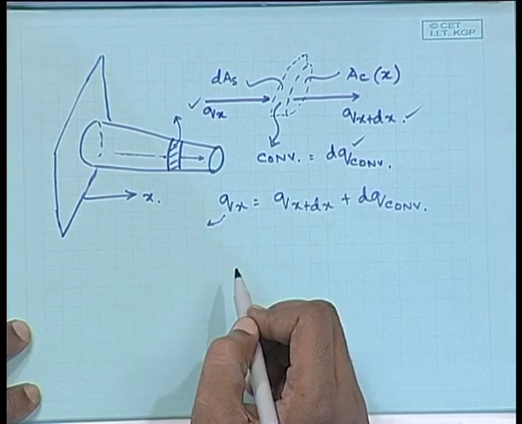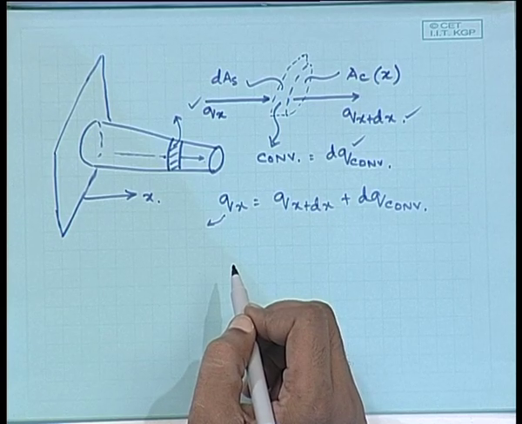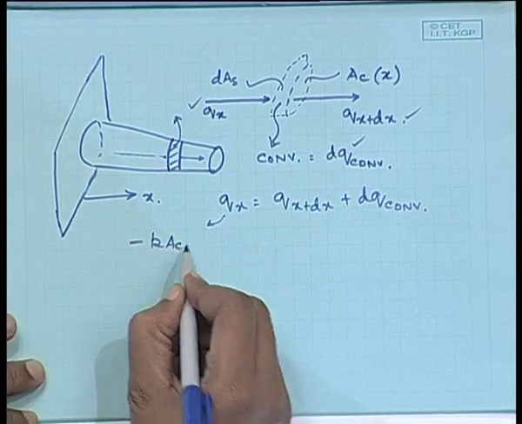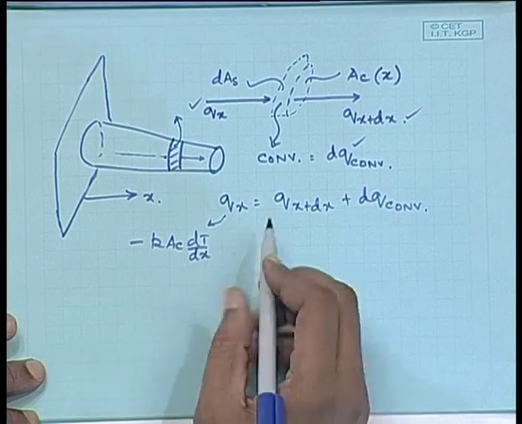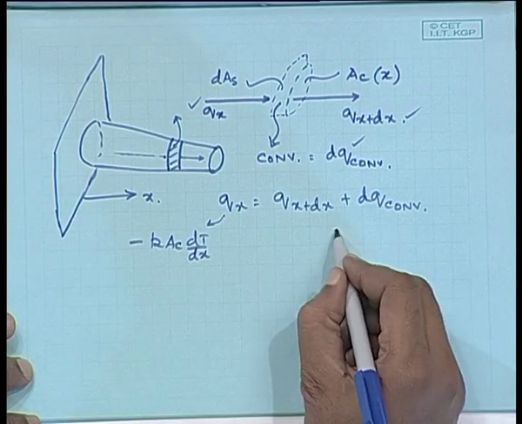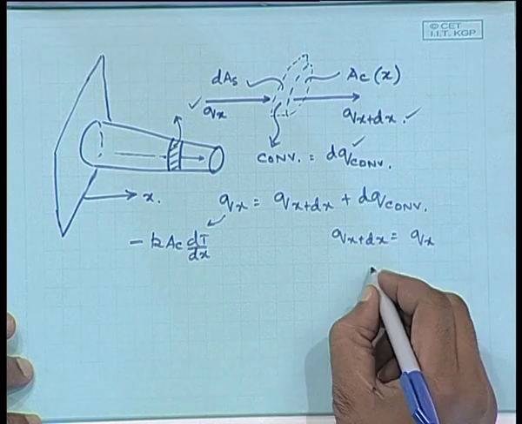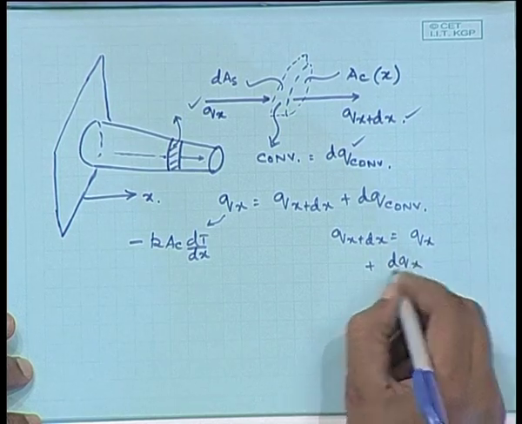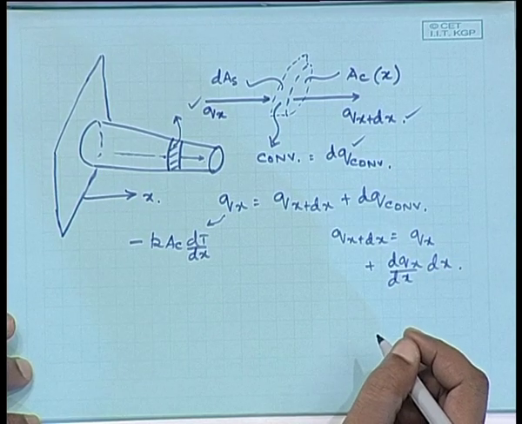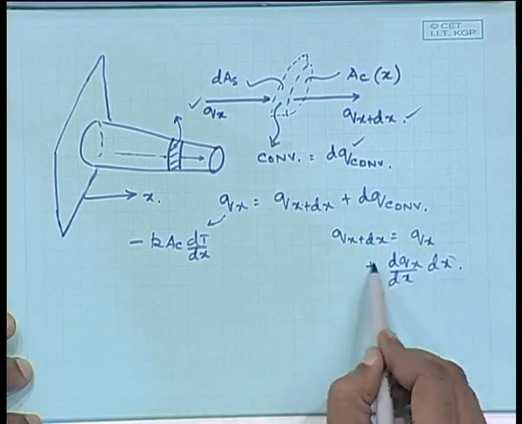How can I express qx in terms of Fourier's law? Minus k AC, which is a function of x, dT dx evaluated at x. So, this would simply be minus k AC dT dx at x, and qx plus dx would simply be equal to qx plus dqx dx times dx. So, that is Taylor series expansion neglecting any higher order term. So, what you would be left with if you think of these two terms is this one.